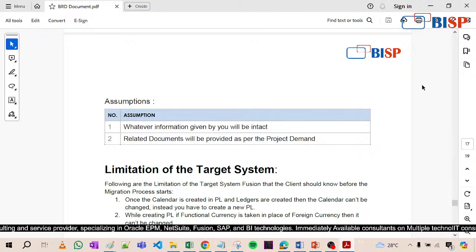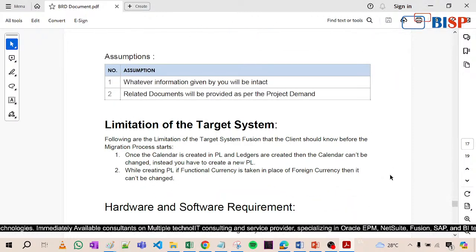Now assumptions. Let's take the assumptions also. Whatever information is given by you will be intact. We are assuming that whatever you are giving me will be perfect. I will not question that. And if in future you say that no, this is wrong, we will show that this is what you have given, and related documents will be provided as per project demand.